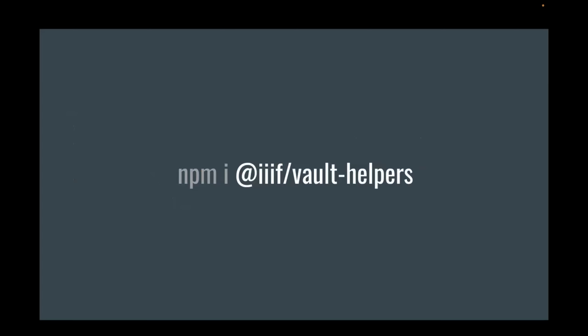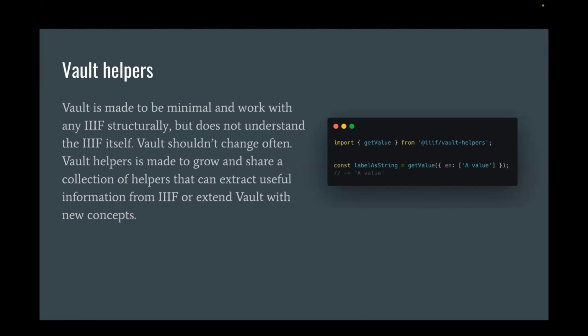So that brings us on to Vault helpers, which is using Vault to create IIIF abstractions. There are some that do require Vault and some that are standalone, but it's good to have them in one place for using. So in this example, there's a get value helper. It's really useful for distilling a language map down to a language, and it just figures out what the best language is based on your browser.